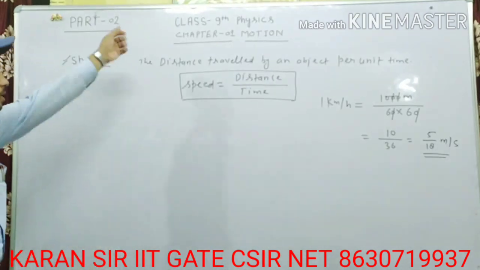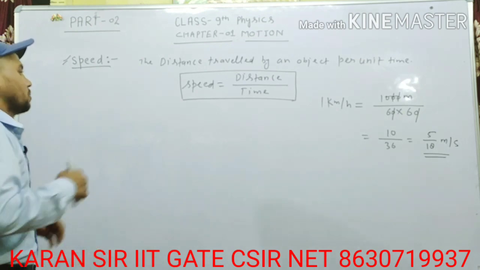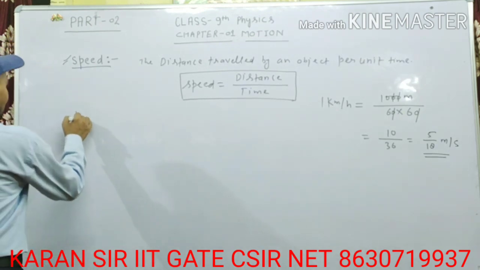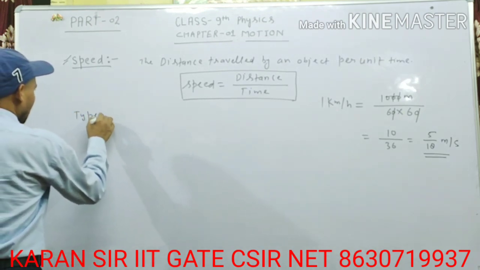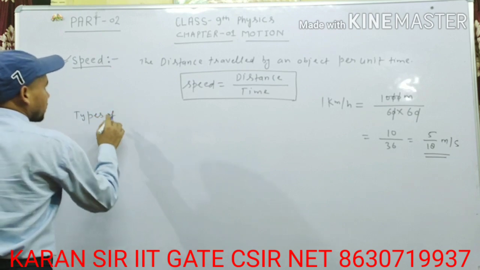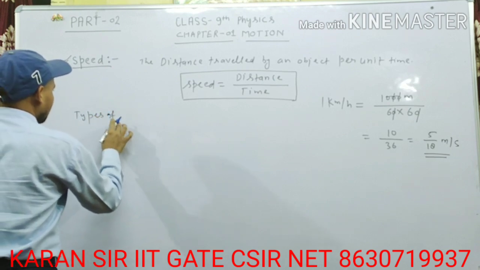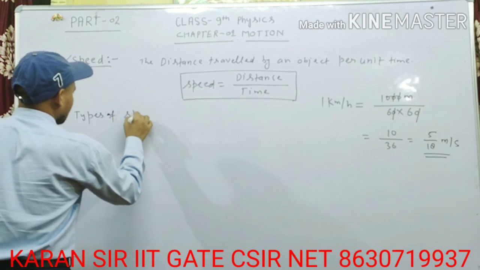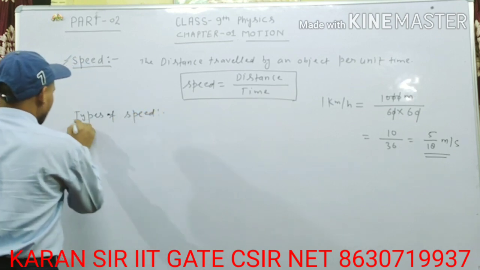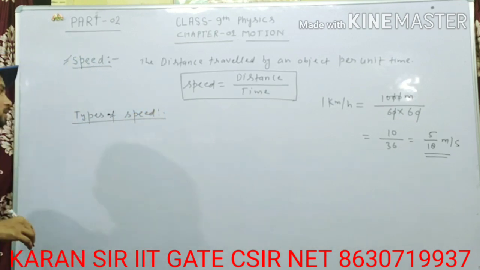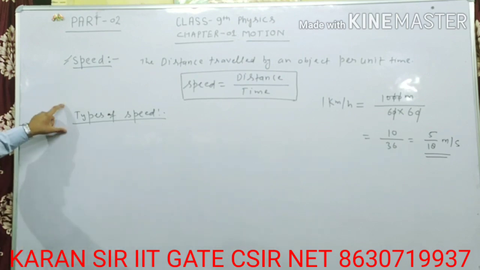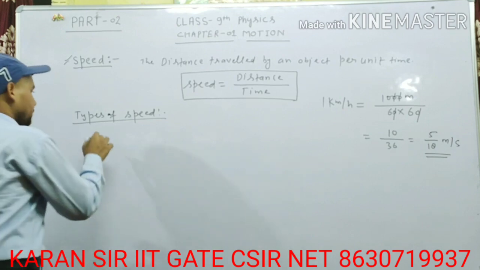Now we will discuss the types of speed. Similarly, as we described the types of motion, we can define the types of speed and its classification. Speed is of two types. The first one is uniform speed.